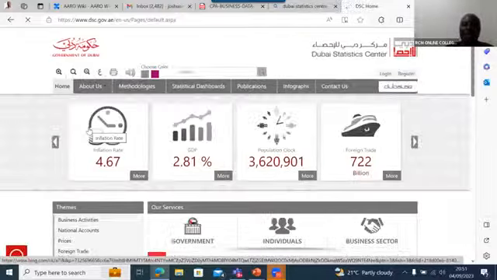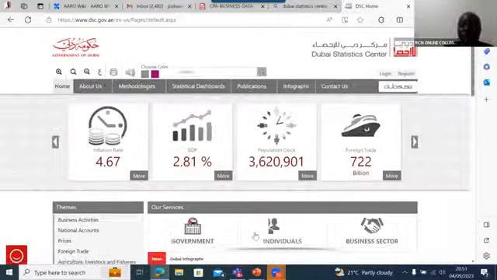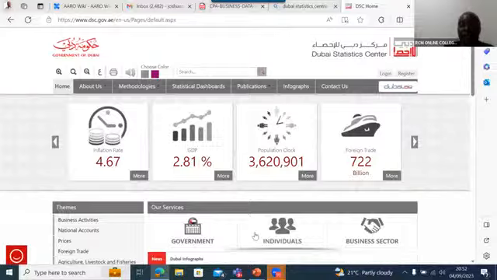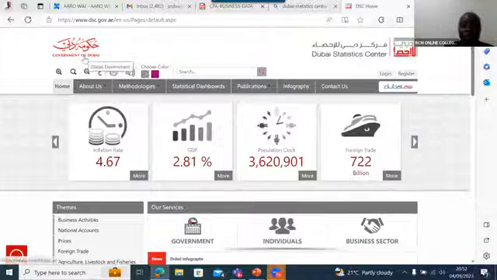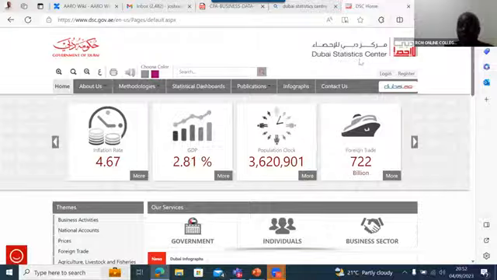So like now you can see the inflation. First of all, are you able to see my screen? Yes. So you can see it is the government of Dubai with a signature up there. We have what we call the Dubai Statistics Center.